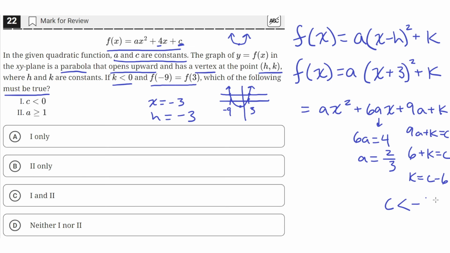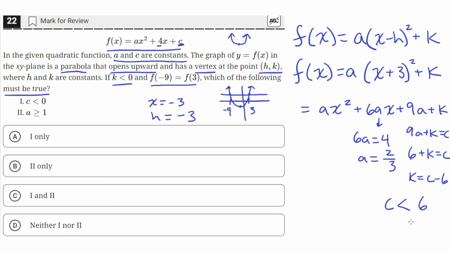Or not less than negative 6, just less than 6. Because at a c value of 6, 6 minus 6 is 0. So anything less than 6, say 5, 5 minus 6 is negative 1. This makes k less than 0. So anything less than 6 will give us a k value that is less than 0, which means c needs to be anything less than 6.